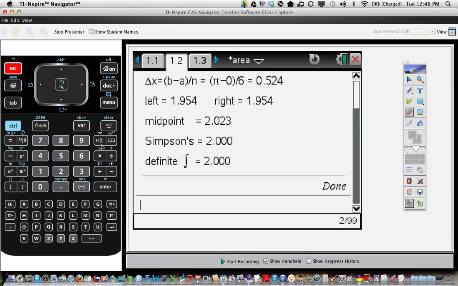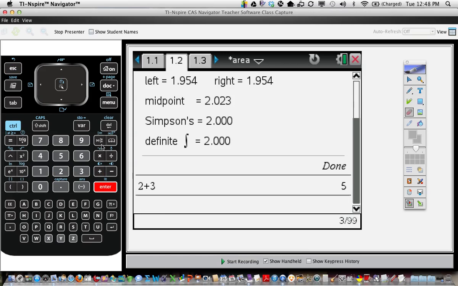Now, notice in the document, where you'll do almost all your work, is this 1.2 page. All this is a calculator page, right? Steve, type 2 plus 3 right now and hit enter. This is just a calculator page like you normally do in your scratch pad. We're in the area program right now, so if you want to do any calculating here, you can do it. You can go up and delete things and so forth.